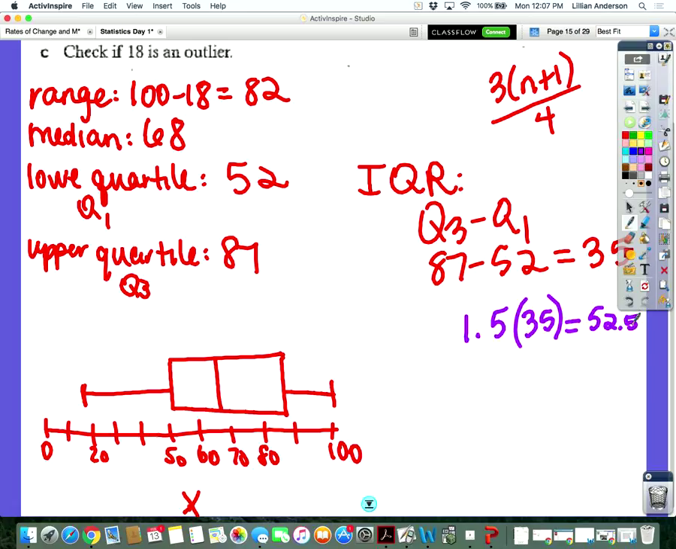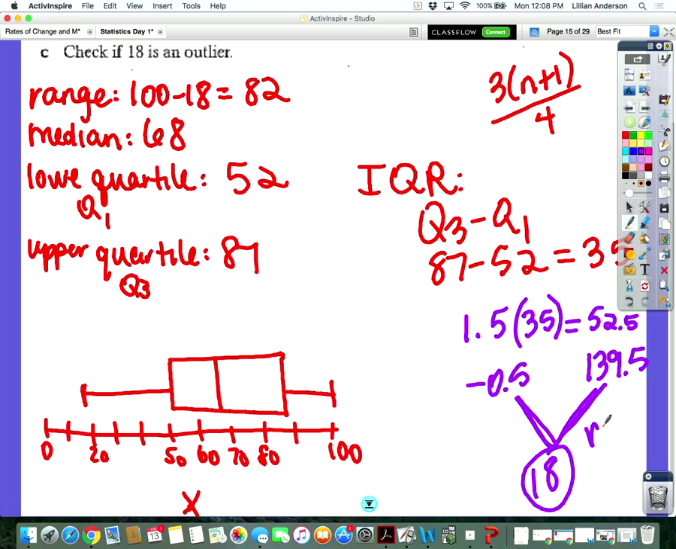So what you do is you add 52.5 to Q3. What's 52.5 plus 87? 139.5. And then you take this number and you subtract it from Q1. What's 52 minus 52.5? Negative 0.5. So basically, your number has to lie in between these two numbers. Does 18 lie in between these two numbers? Yes. If it lies in between these two numbers, then no, it's not an outlier.